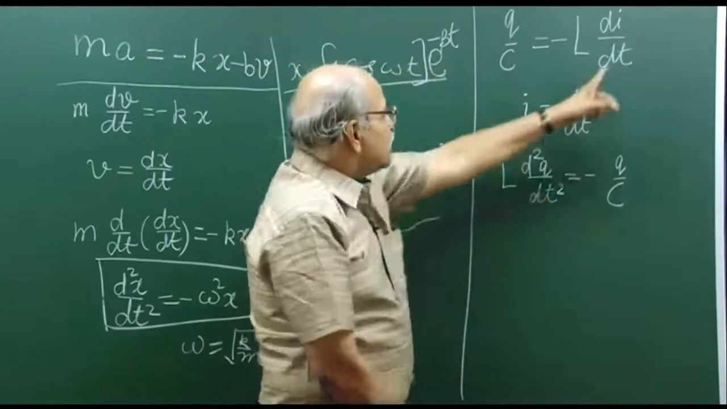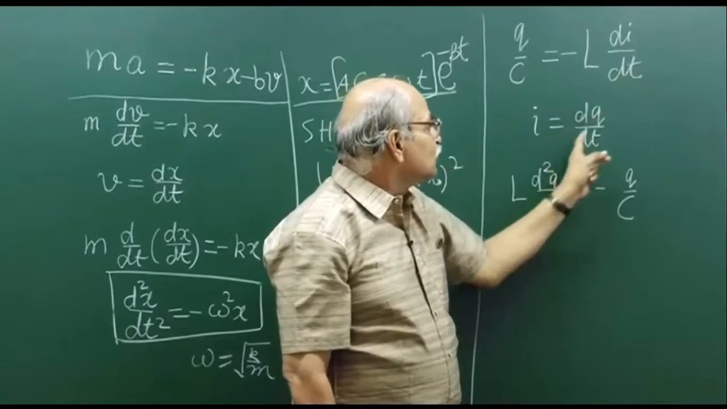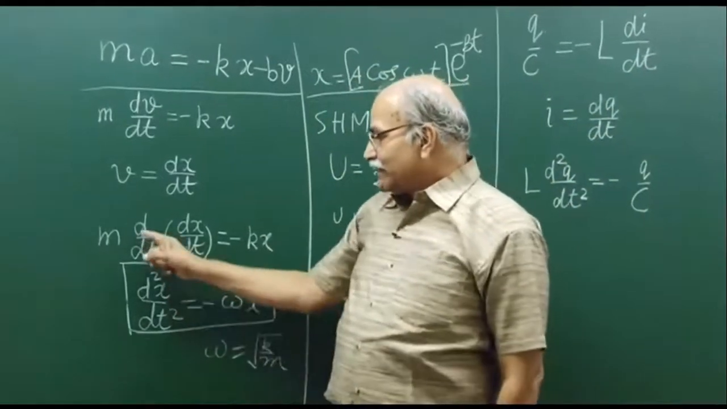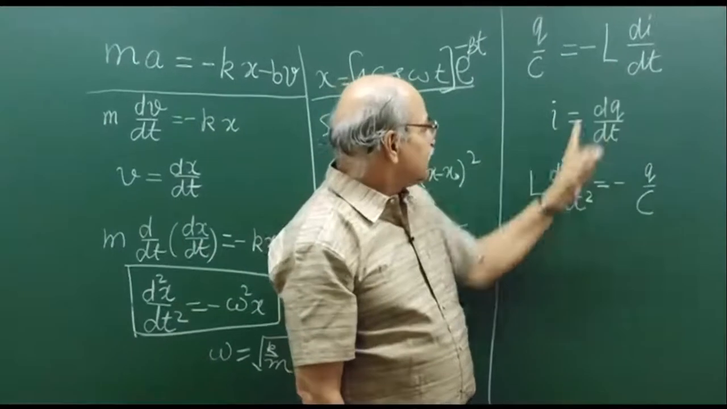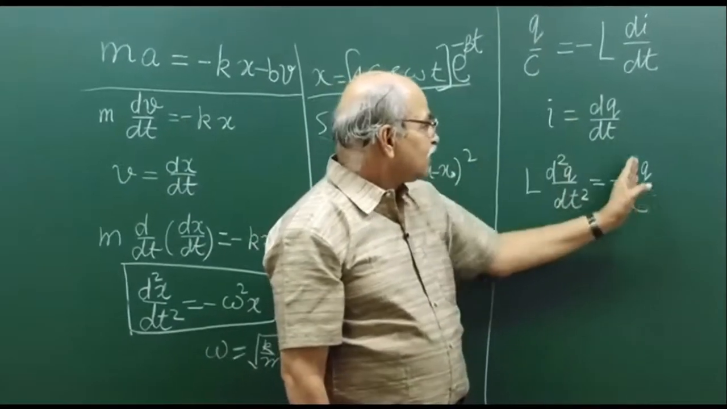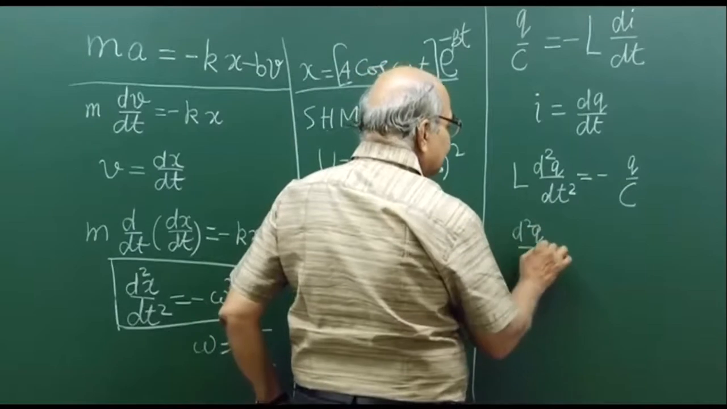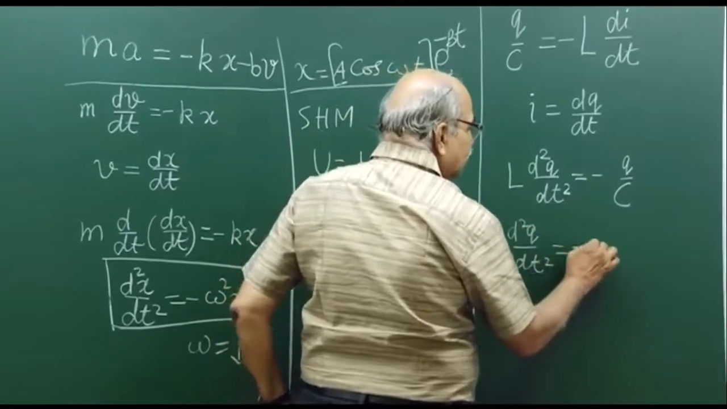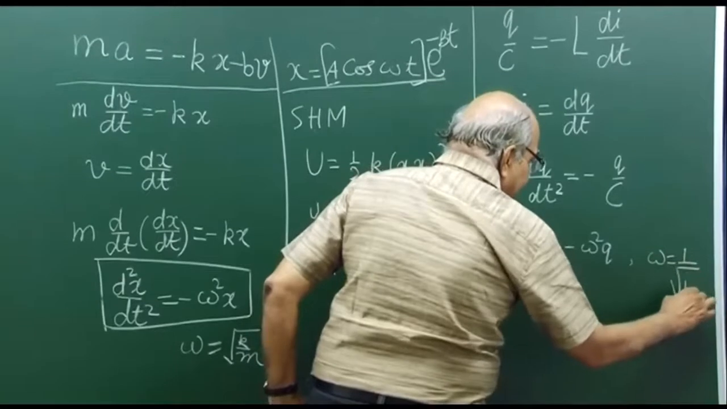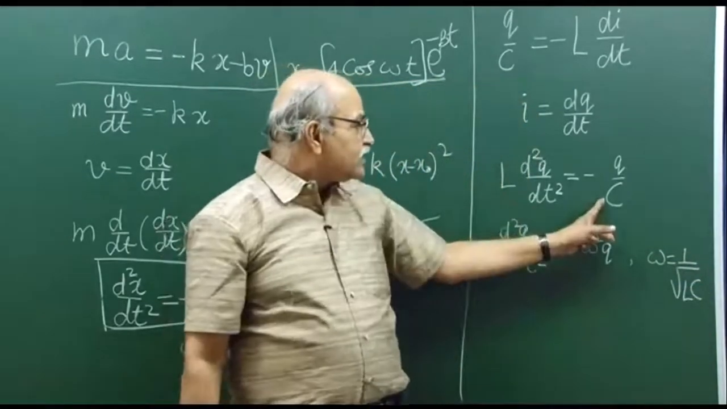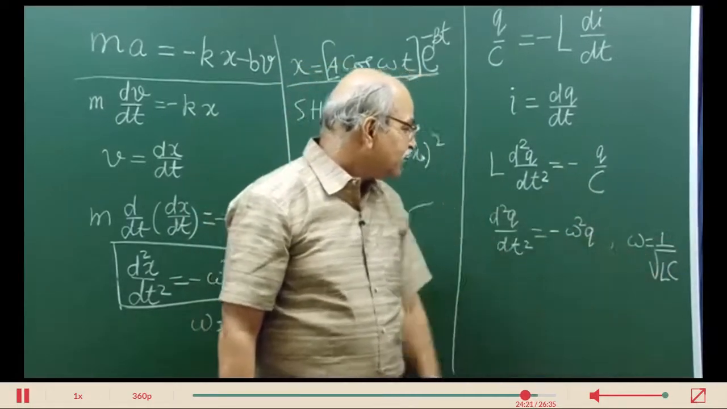So in place of this I, I am writing dq dt, and when you write that way, d dt of dq dt, just like d dt of dx dt, that we write as d2x dt square, similarly here we will write this as d2q dt square, minus I have put here, so it's minus q by C. If I take this L on this side, I have d2q dt square equal to minus omega square q, where omega is 1 by square root of LC. This L goes here, so 1 by LC. I write that as omega square, so omega is 1 by square root of LC.